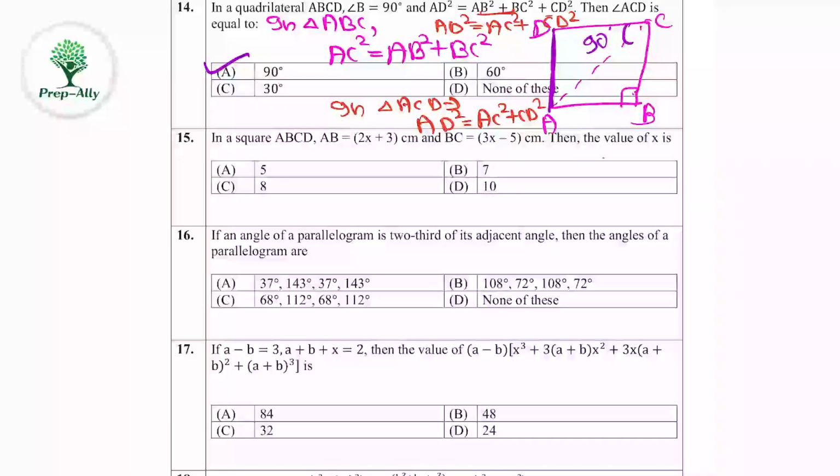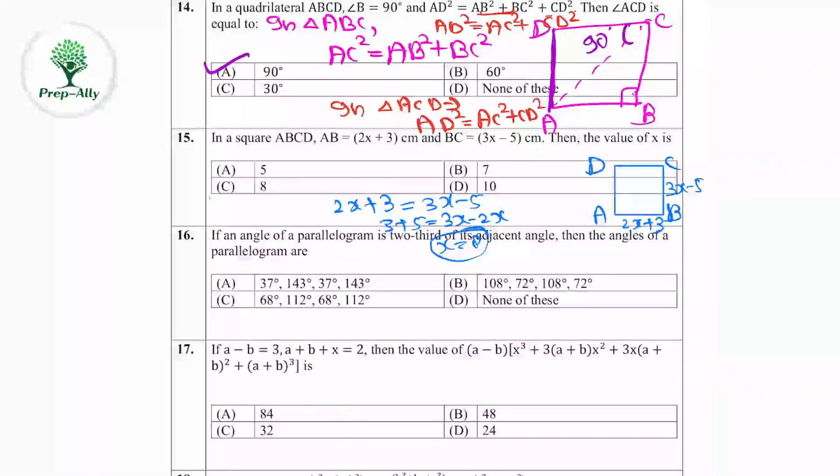Now here in a square ABCD, so let us suppose this is a square ABCD. AB is equal to 2x plus 3, BC is equal to 3x minus 5. So we know in a square all sides are equal, so we can write 2x plus 3 is equal to 3x minus 5. If I simplify, 3 plus 5, 3x minus 2x, so x is equal to 8. So option C is the correct one.